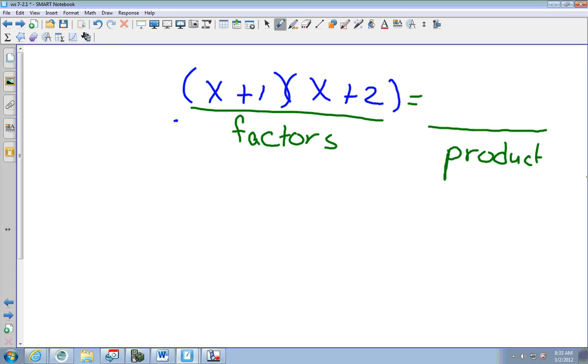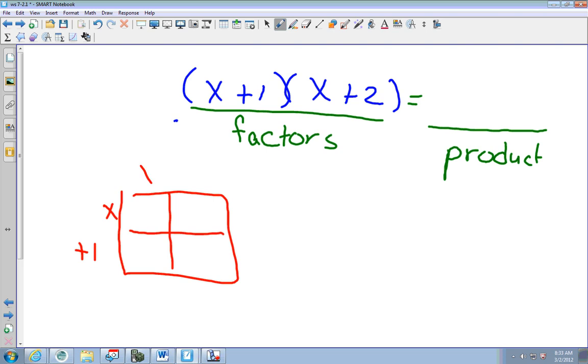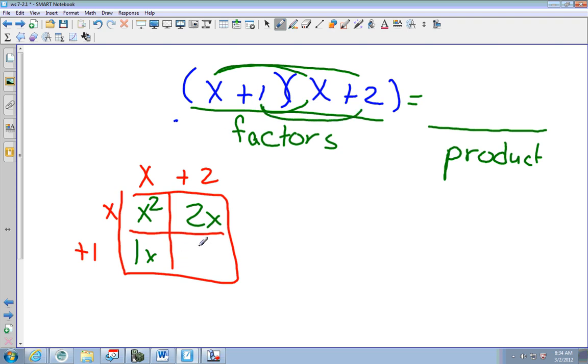Now, to review, I would either go through here and we would draw the box. We would put our factors on the outside. So we would go through and do x times x, which is right here, x squared. X times 2, which gave us 2x. 1 times x, 1x. 1 times 2, which was 2. Then you put these x's together, and our product was x squared plus 3x plus 2. Correct? That's what we did.